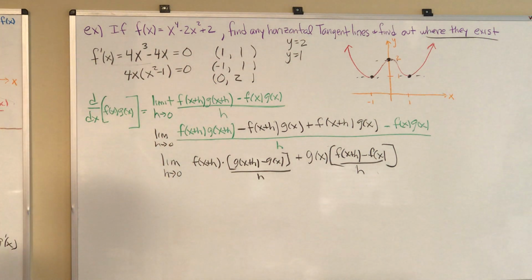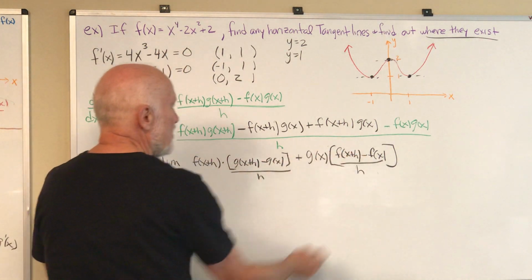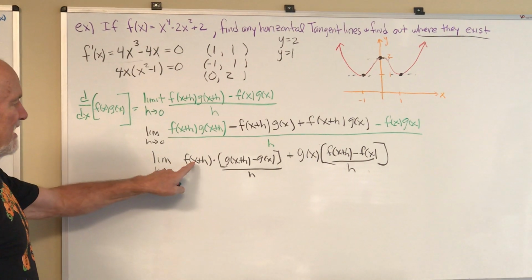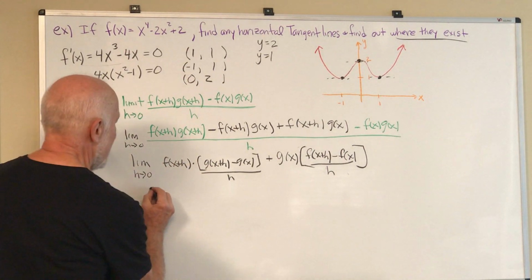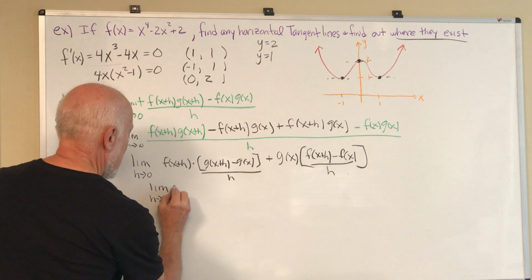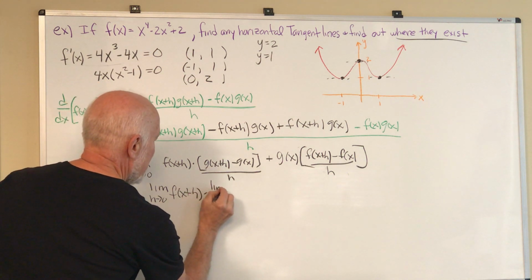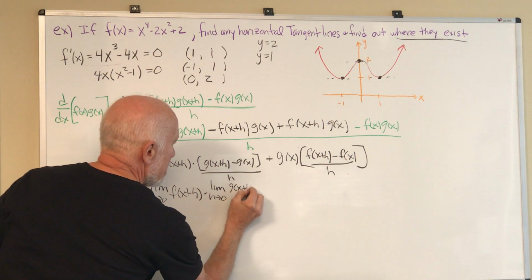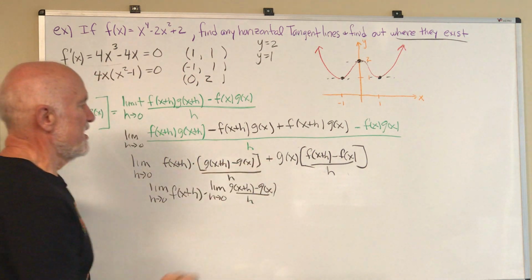But we know that the limit of a function plus a function is the limit of the first one plus the limit of the second function, and the limit of this times this, because limits are really our friends, is the limit of the first one times the limit of the second one, and the same thing over here.